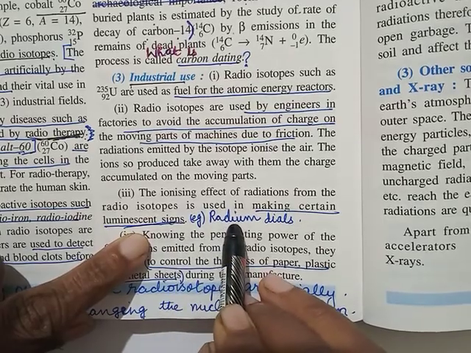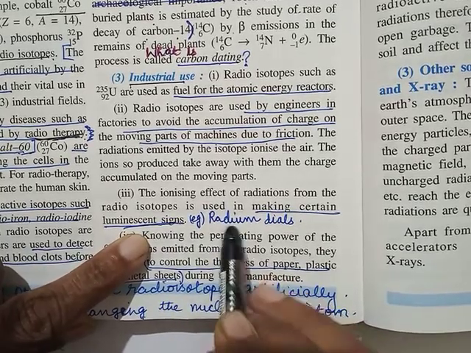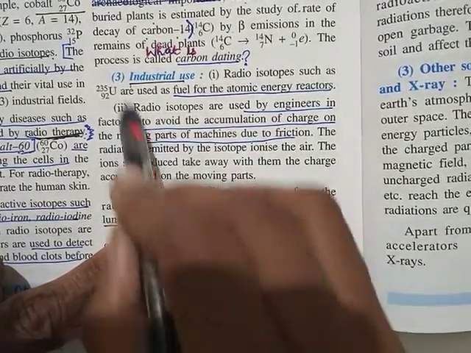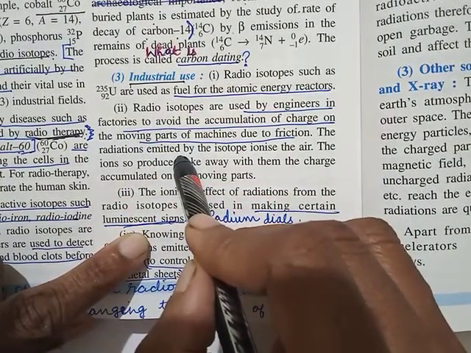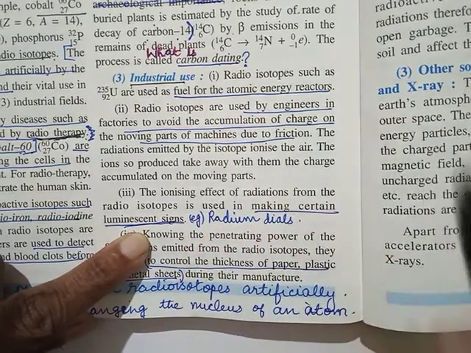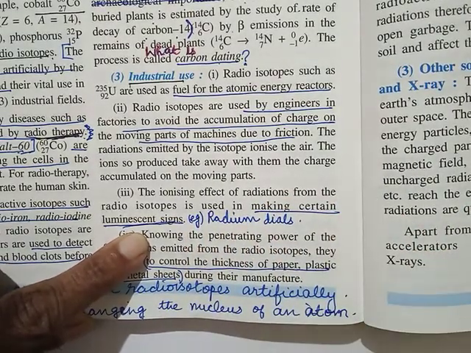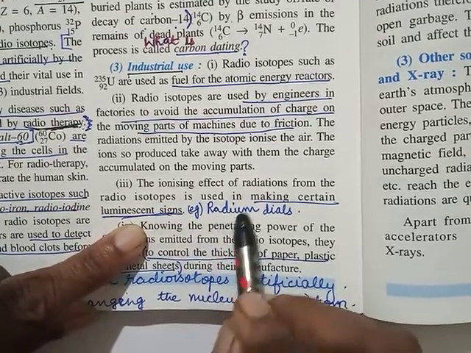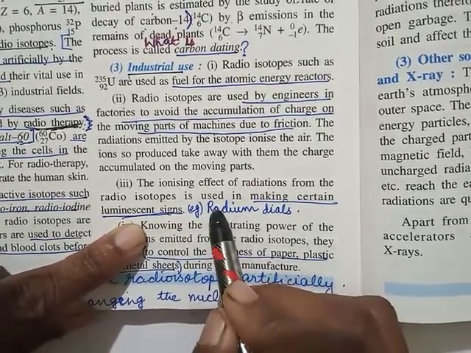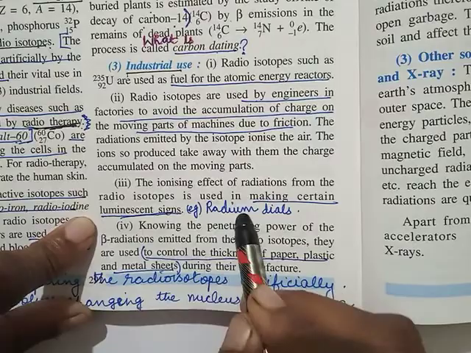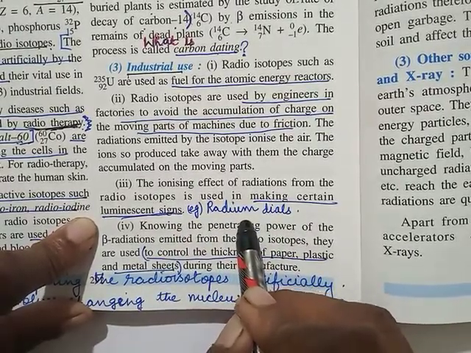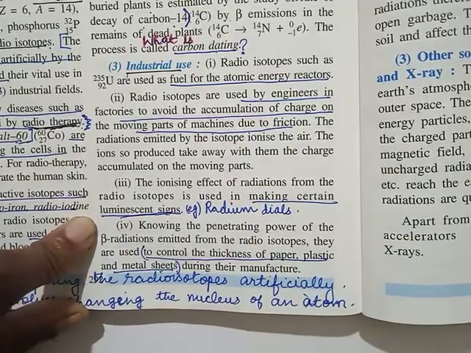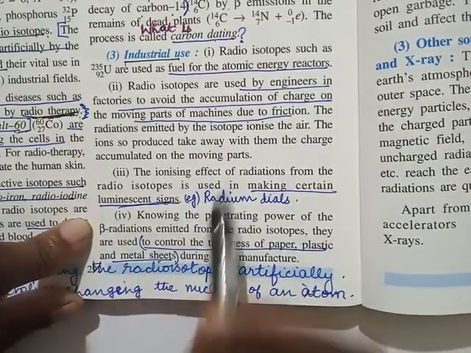I think you would have heard about these radium dials in some clocks. On the needles there will be radium material on it, so that even in the night when everything is switched off, that will glow. Radium is a radioactive material, and that is one of the uses. They can glow even in the dark, when there is no light.